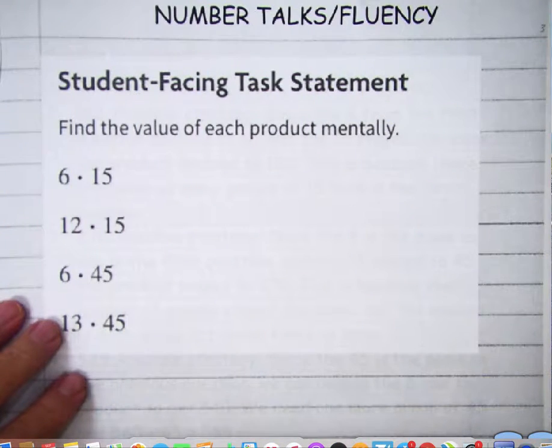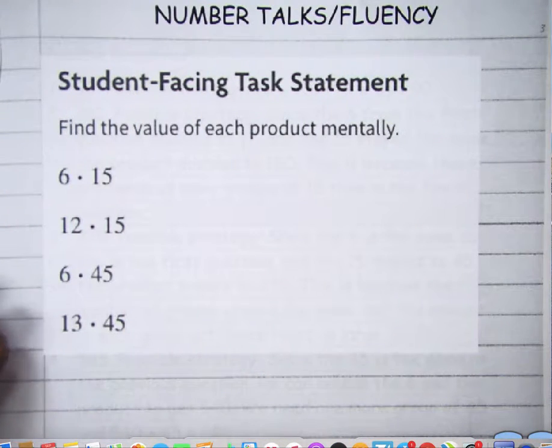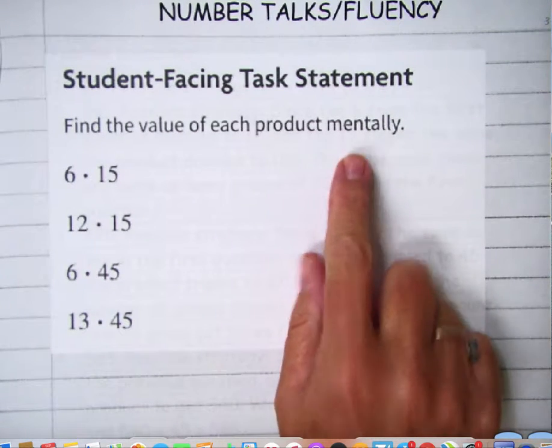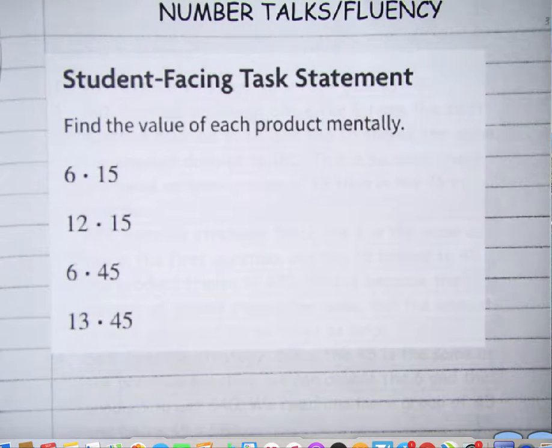Okay, so going back to our fluency and number talks, finding the product of each value mentally, 6 times 15. I really like decomposing numbers. So I'm going to give you about 3 minutes to see if you can come up with some mental strategies. Please don't put pencil to paper. This is about finding them mentally. Okay? So pause for about 3 minutes.